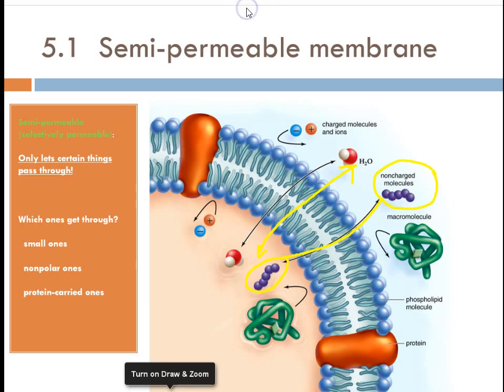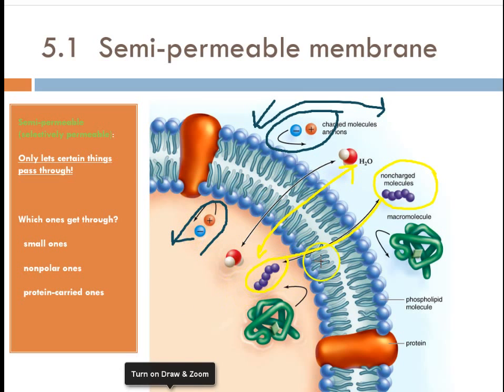Things that can't move through that process are going to be things like charged molecules. Charged molecules won't be able to pass through. They'll sort of bounce off and then have to go away. Same thing, it won't be able to come through, it just stays inside. And then also large molecules will have to stay on the outside or on the inside.